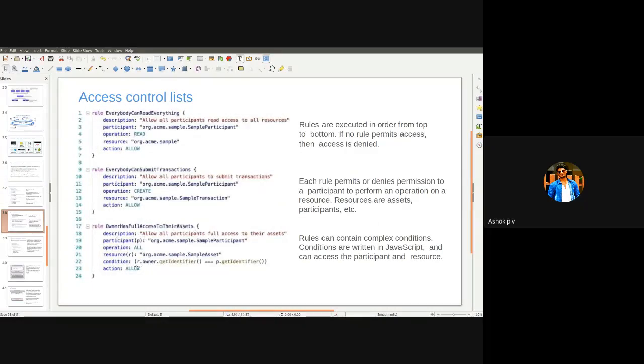If you see this, we give the participant name as sample participant. Operation is all, not read and write. He has access to all. And the resource is the sample asset. And the condition based on which he is being allowed is that the identifier gets identified using that.